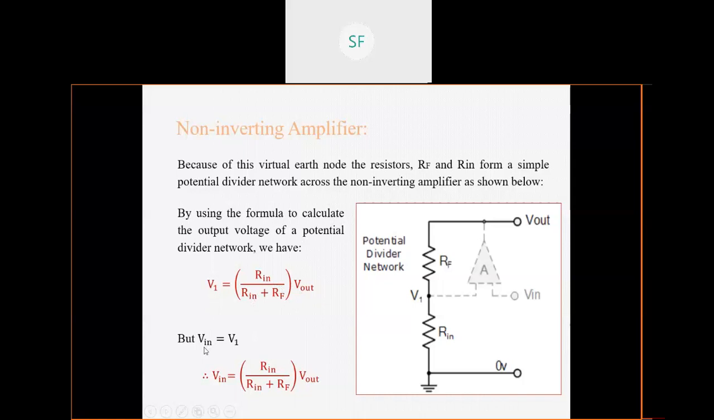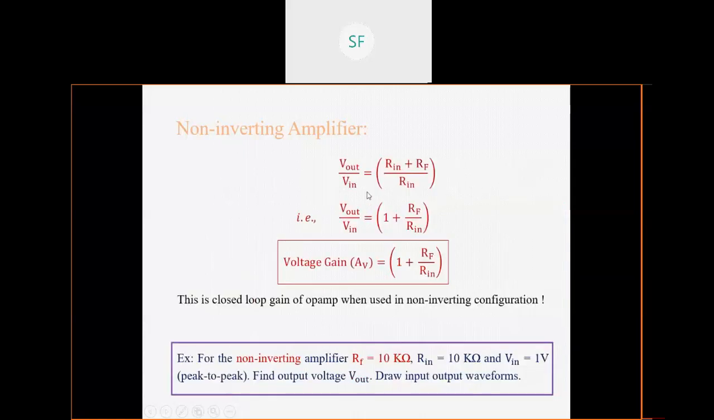Now we have just replaced V1 by Vin here. Then we collected the terms of Vout and Vin on one side and the remaining on the other side. Finally, we got this expression for the voltage gain of the non-inverting configuration, which equals 1 plus RF upon Rin. Again, this derivation is very important.